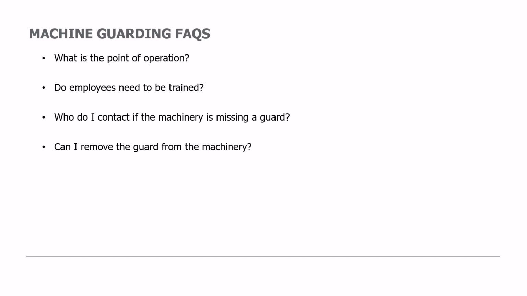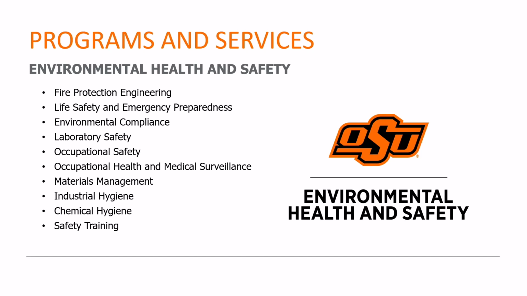So with that said, I do thank you all for allowing me to do the presentation today. On the last slide we have right here, just kind of an overview of what the Oklahoma State University Environmental Health and Safety Department does. We take care of everything from fire, laboratories, emergency preparedness, environmental compliance. We talk about lab safety. We take care of occupational safety, OC health, the materials management, the waste, hazardous waste the university produces. We also do the industrial hygiene, the chemical hygiene, and of course we also do safety training as well. All this information is provided to the employees to have access to.